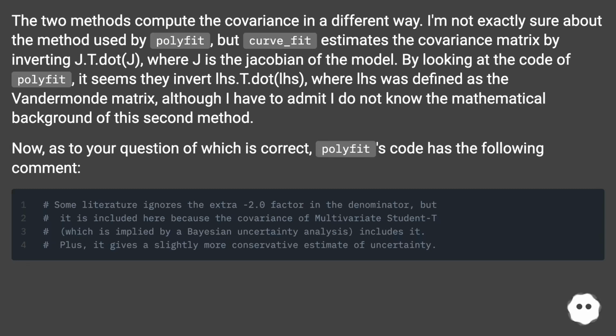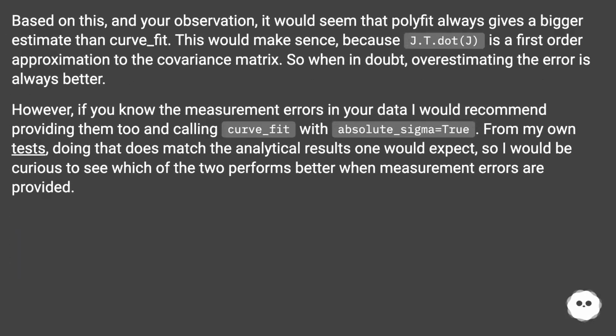Now, as to your question of which is correct, polyfit's code has the following comment. Based on this and your observation, it would seem that polyfit always gives a bigger estimate than curve_fit. This would make sense because J.T.J is a first-order approximation to the covariance matrix. So when in doubt, overestimating the error is always better.